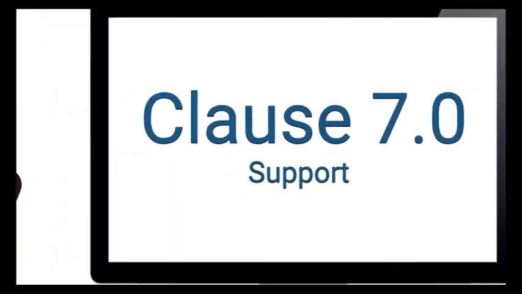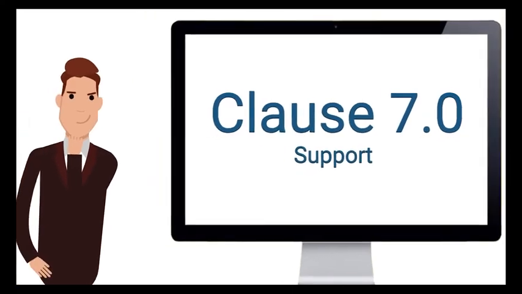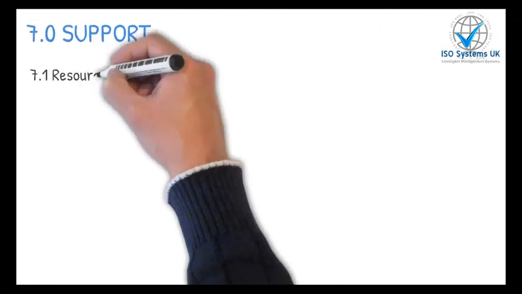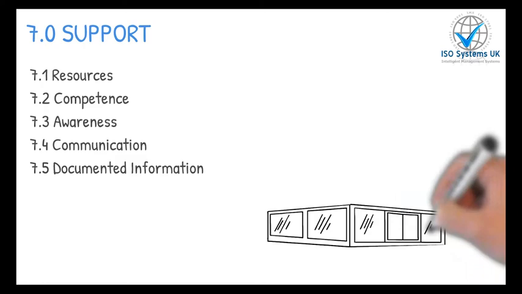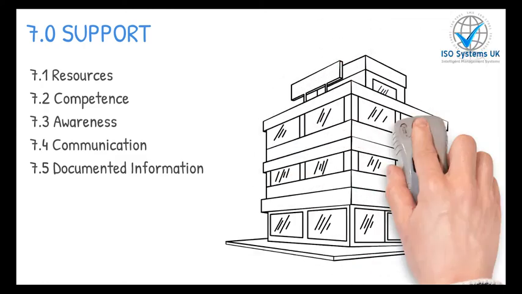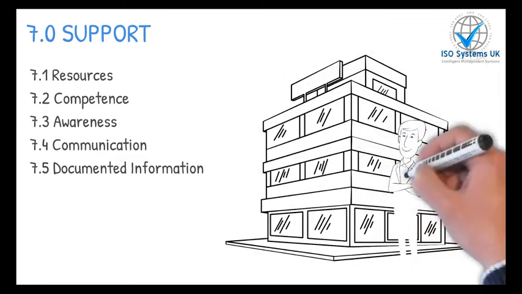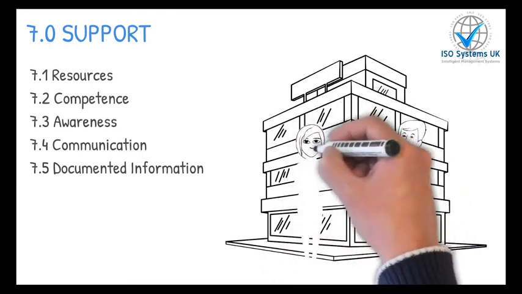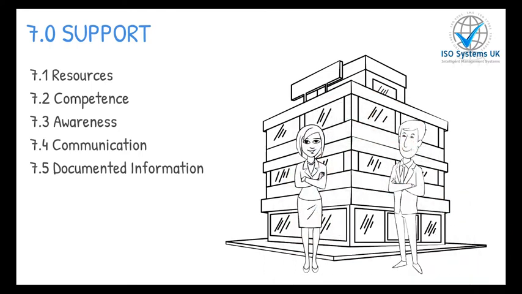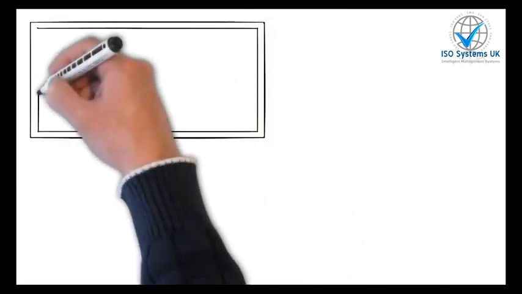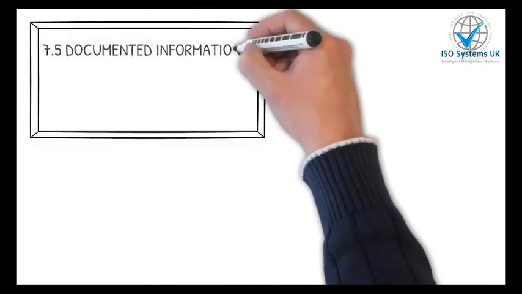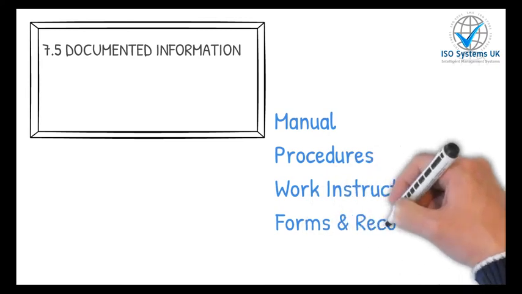Regardless of business size, without adequate support, the business will fail. ISO 9001 defines the following as critical support. These are resources, competence, awareness, communication and documented information. Resources include competent and motivated people, adequate infrastructure and work environment for the efficient operation of the process. The use of resources can also be monitored and measured. Part of support is documented information, which is composed of a quality manual, procedures, work instructions, forms and records.